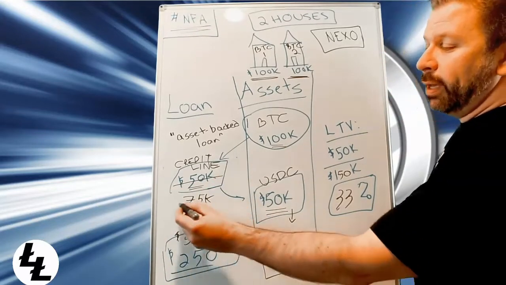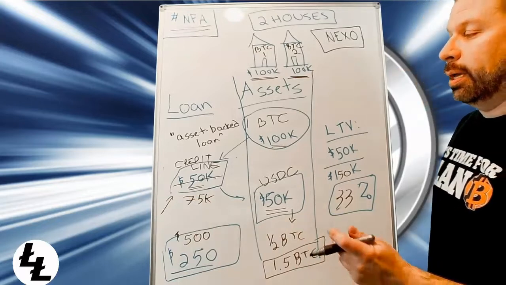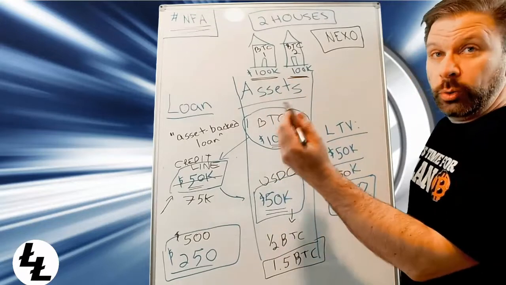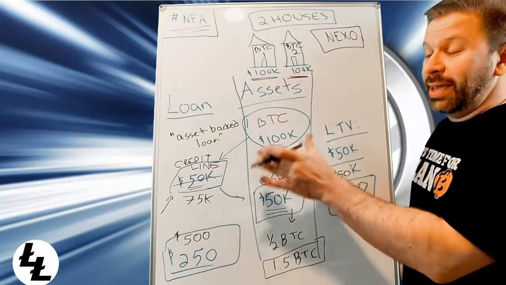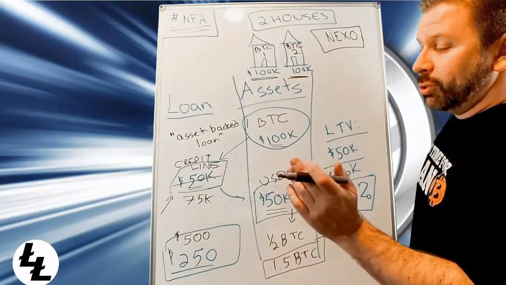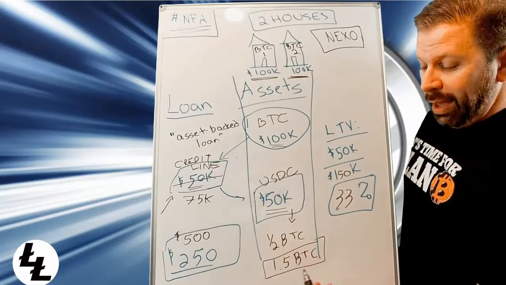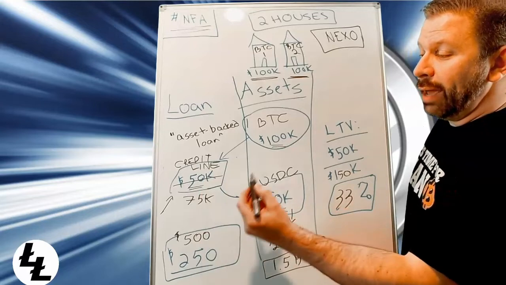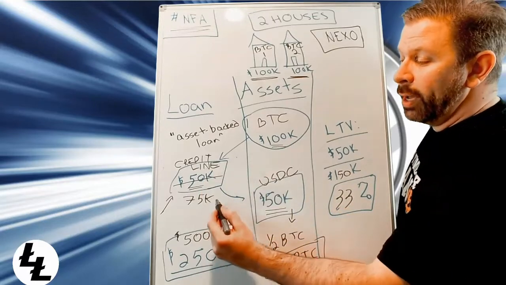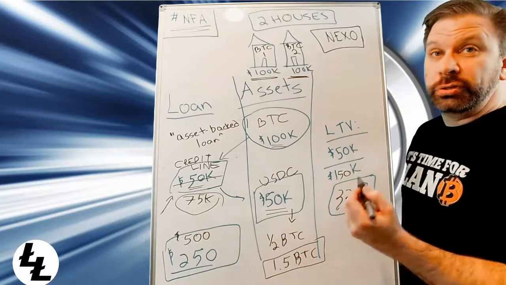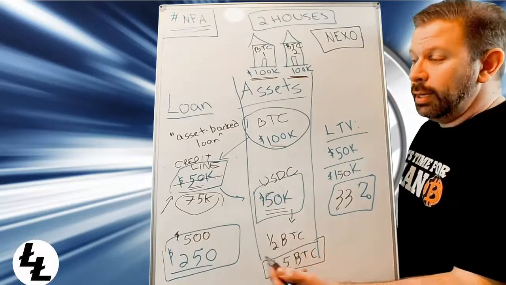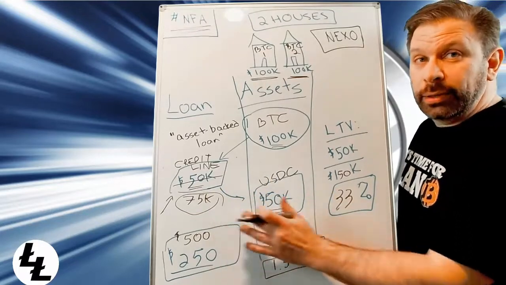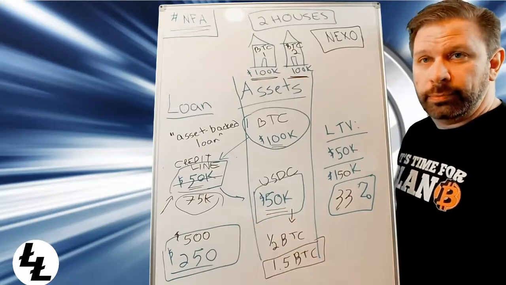Right? I've increased it to $75,000 of a credit line because I have 1.5 Bitcoin, which is worth $150,000, because for this example, Bitcoin is staying at $100,000 each. So now, at the end of the day, I have 1.5 Bitcoin. I have a 33% loan to value because I have a loan of $50,000, but how do I pay it? Well, my credit line increased to $75,000. I've only used $50,000 of it to borrow against. So that extra $25,000 of credit line will be paying that $500 a month. That's how the loan will get paid.